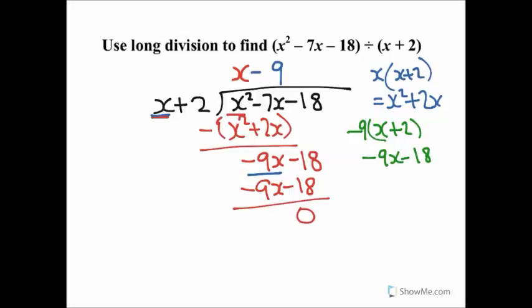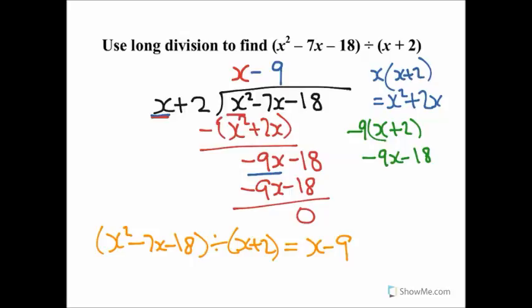So this means that x squared minus 7x minus 18 divided by x plus 2 equals x minus 9.